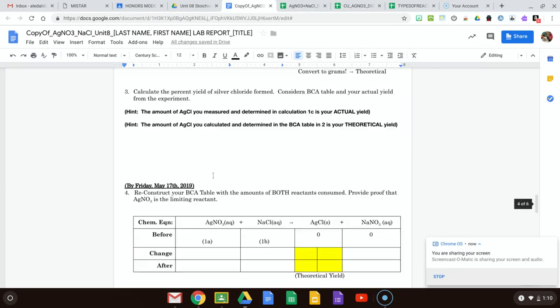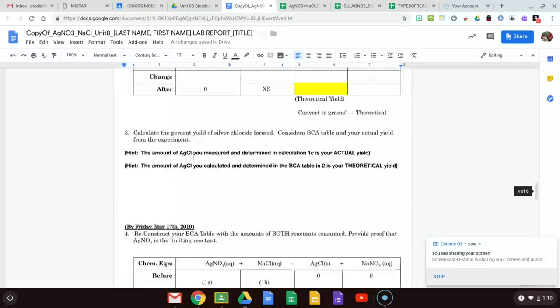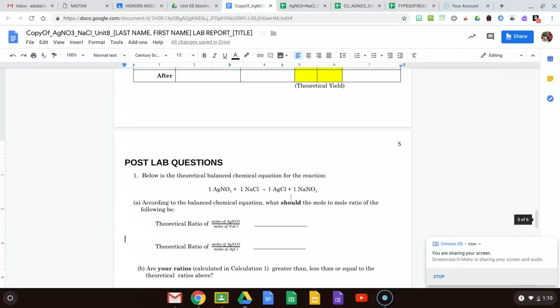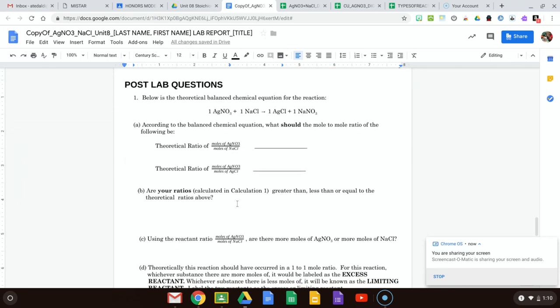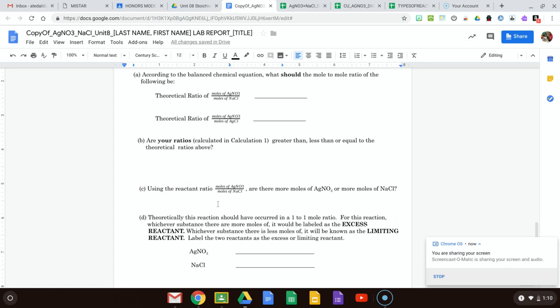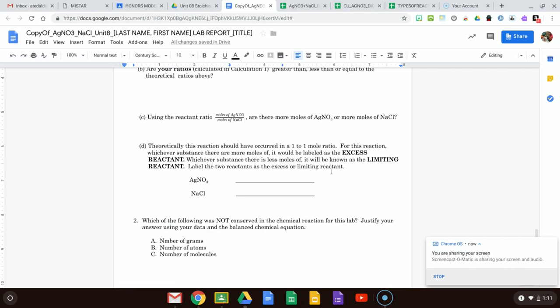So basically, these are just going to be 1-to-1. And then you're going to look at your ratios that you got up here and see if it's greater than, less than, or equal to the theoretical here, which should be 1-to-1. So is it greater than 1, less than 1, or equal to 1? And then it says use the reactant ratio. Are there more moles of silver nitrate or more moles of sodium chloride? So basically, if your ratio is greater than 1, there's going to be more moles of silver nitrate. If it's less than 1, there's going to be more moles of sodium chloride. And then off of this, if your ratio is greater than 1, we're going to say that AgNO3 is going to be in excess. If it's less than 1, we're going to say NaCl is in excess.